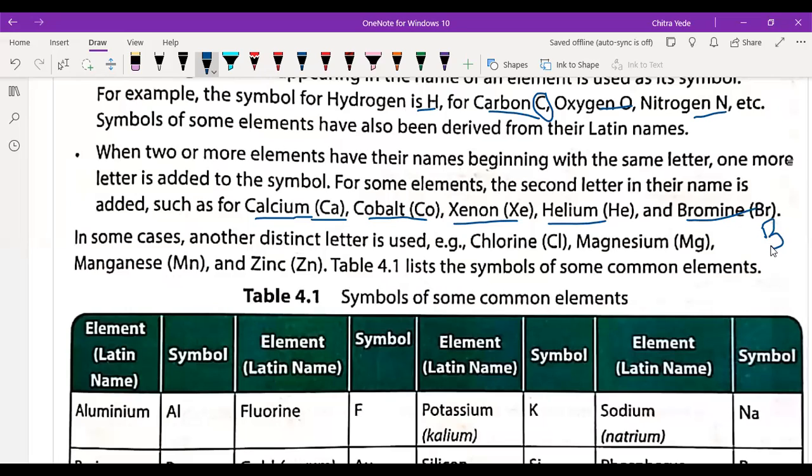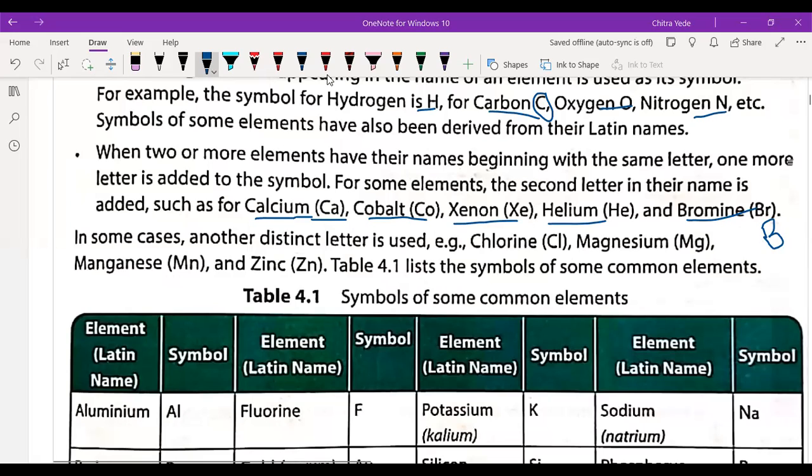For B we have boron, so we cannot use B again. So we have used Br. Sir, what is the chemical formula of borax? Borax is not an element, it is a compound.